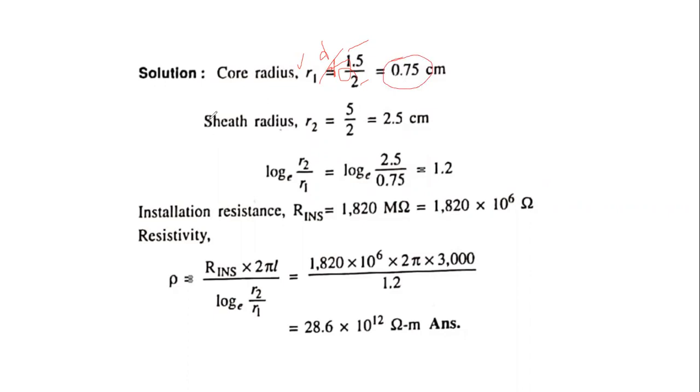Similarly, we calculate the sheath radius, that is R2. Therefore, R2 is equal to capital D by 2. Then we calculate the log e R2 by R1. Therefore, log e of R2 by R1, with R2 as 2.5 and R1 as 0.75, the value is 1.2.